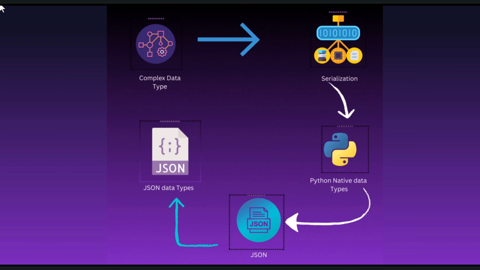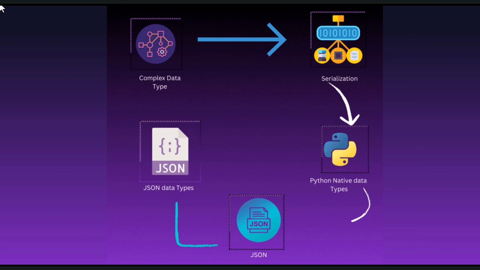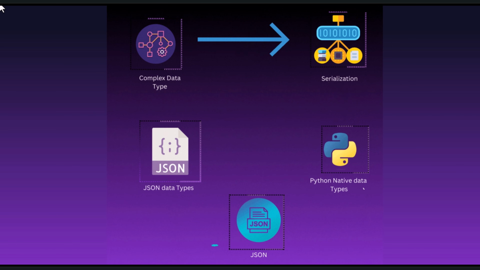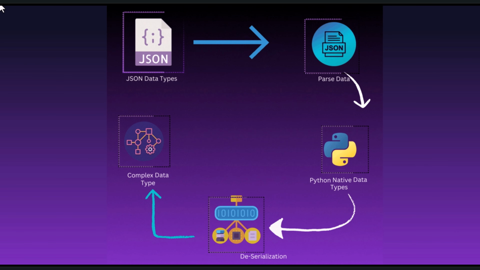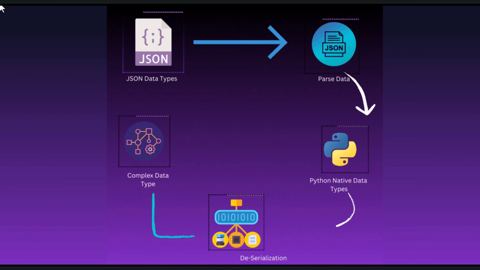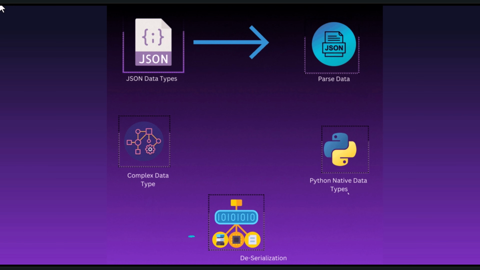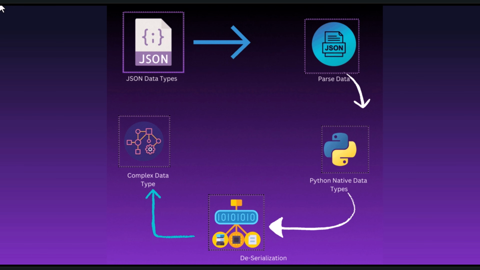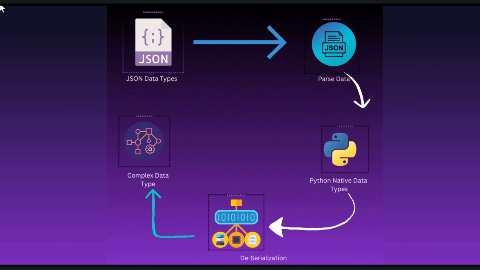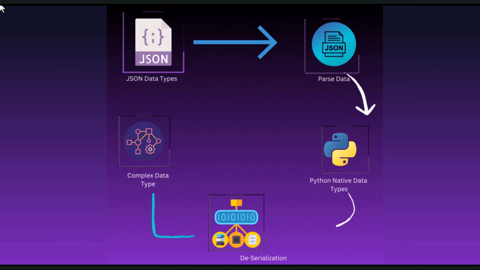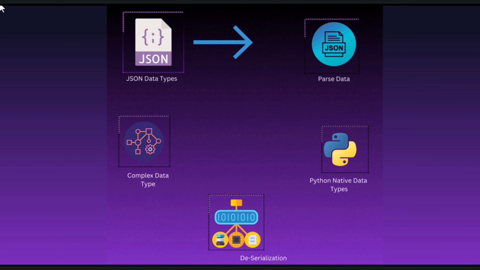Okay, and similarly the data obtained from the front-end should now be deserialized. So you can see here the JSON data is passed through as JSON data and converted to Python native data types and then deserialized, and those deserialized data are then converted to complex data types.